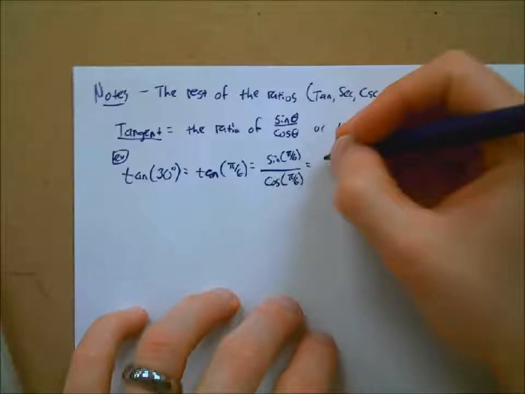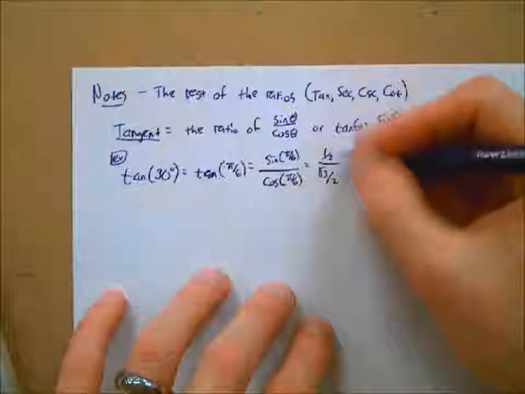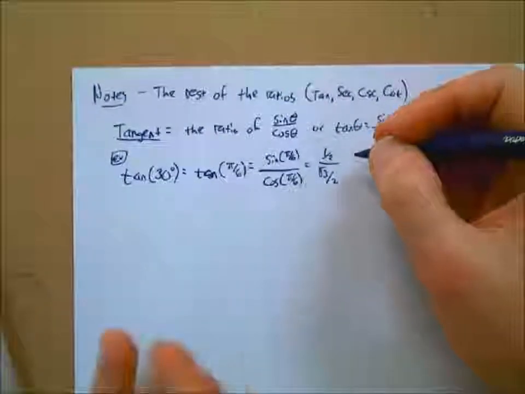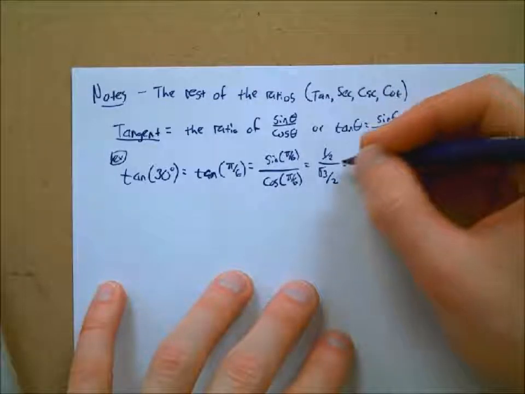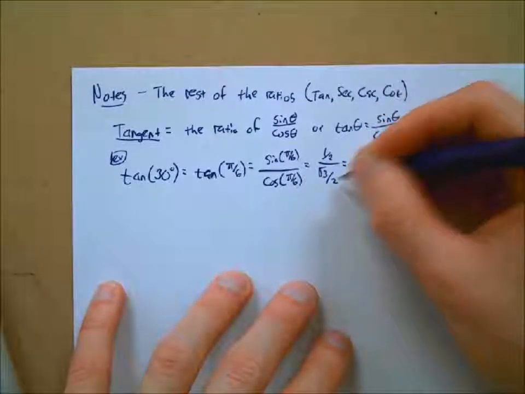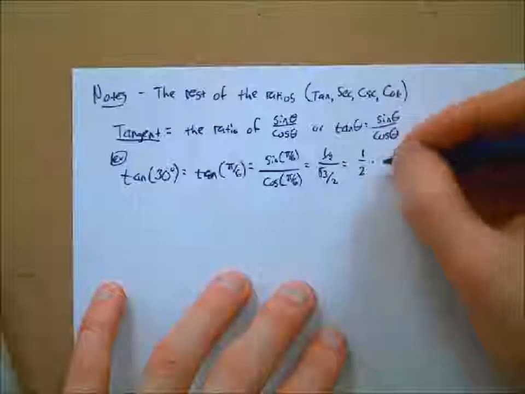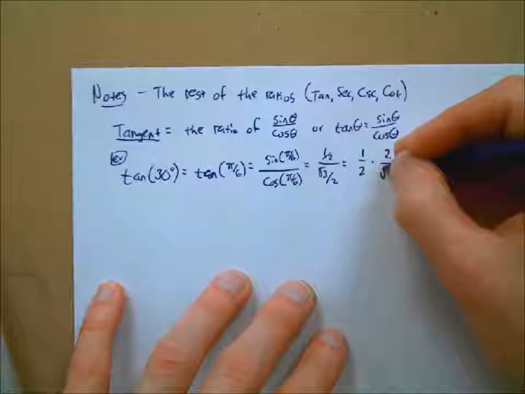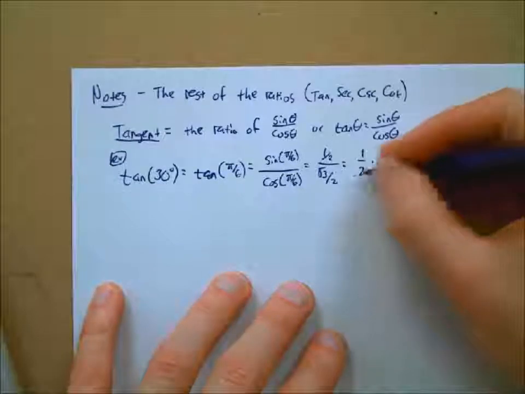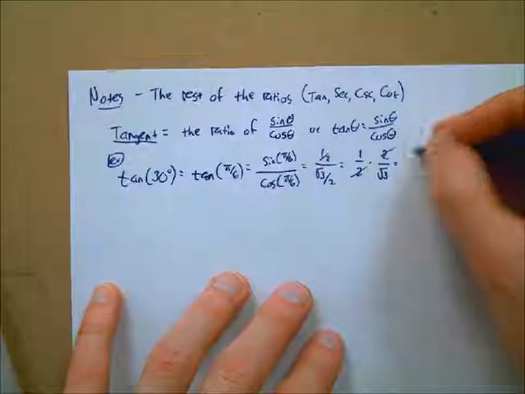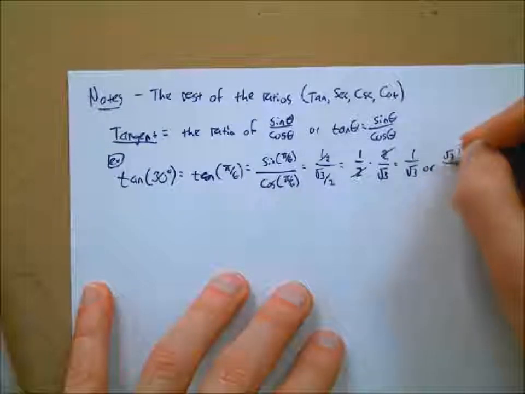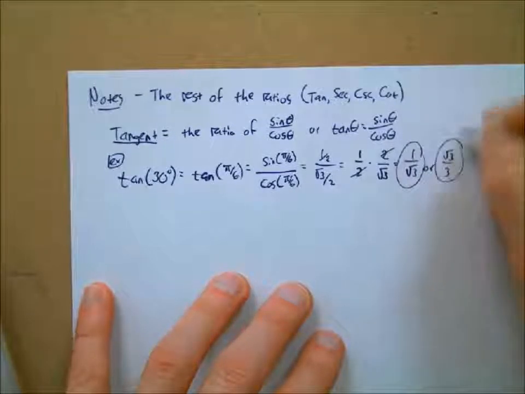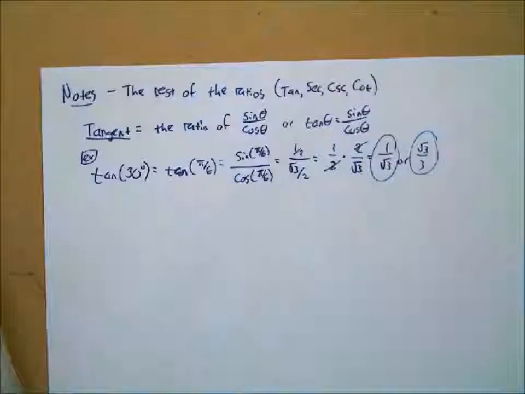Okay. But of course, we could leave it here. I mean, technically this is the answer, but we should really try and simplify it because we do have fractions within fractions here. So instead of dividing by root 3 over 2, we can multiply by what? The reciprocal, right? 2 over root 3. And the 2's will cancel, right? They'll simplify out, and we're left with 1 over the square root of 3, or if we rationalize, root 3 over 3. Okay? So there's tangent of 30 degrees.